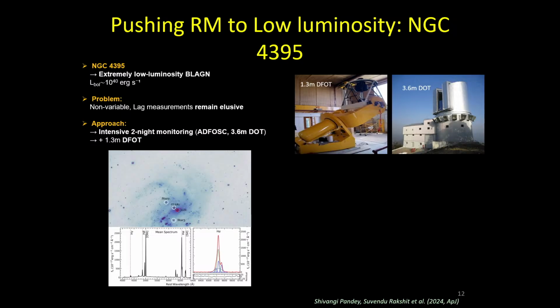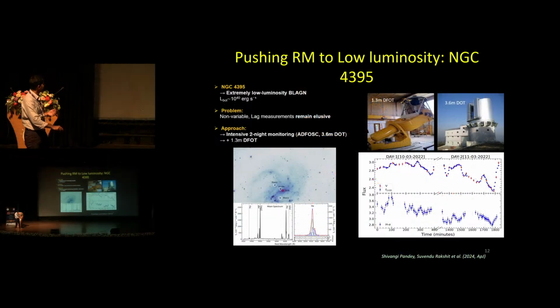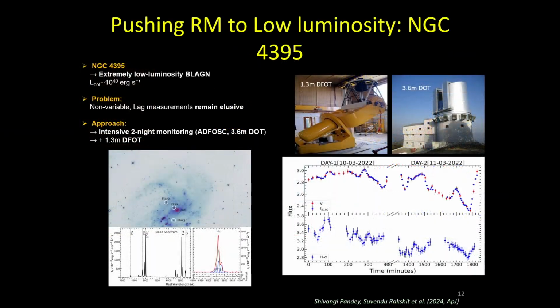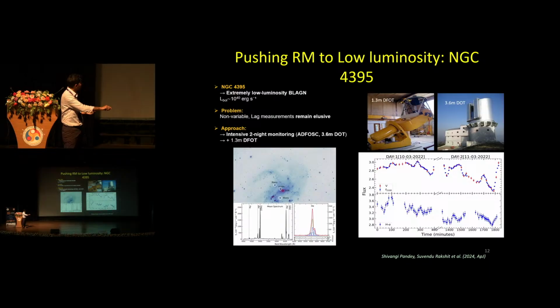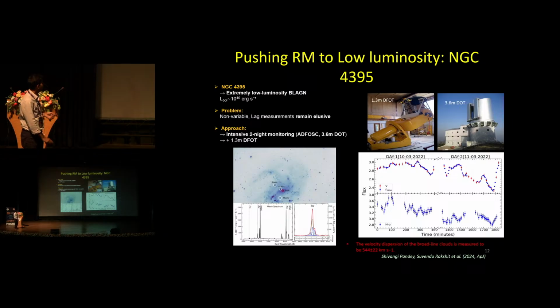So you see the variability that we see. This is the continuum variation in the photometry using the 1.3 meter DFOT combined with the 3.6 meter DOT, and here you see how the emission lines are varying. For the emission lines we have multiple spectra, more than hundreds. You see the emission lines are varying very much, and following the continuum.